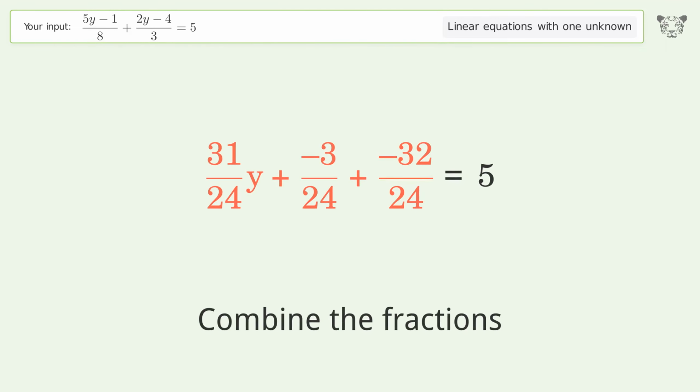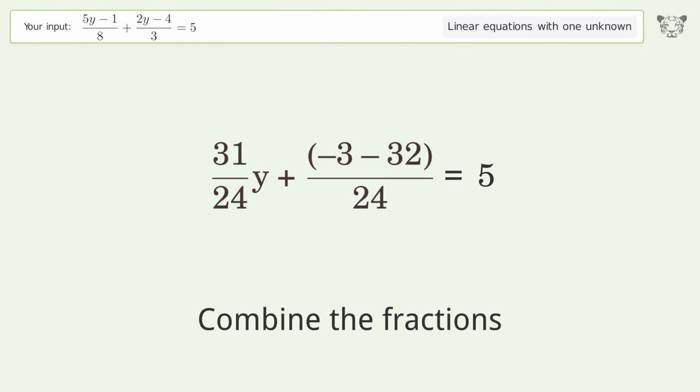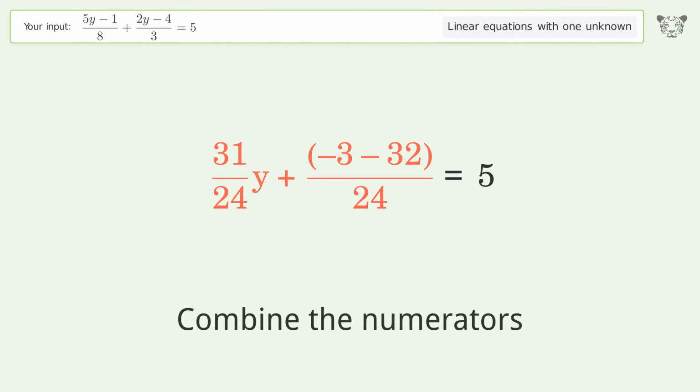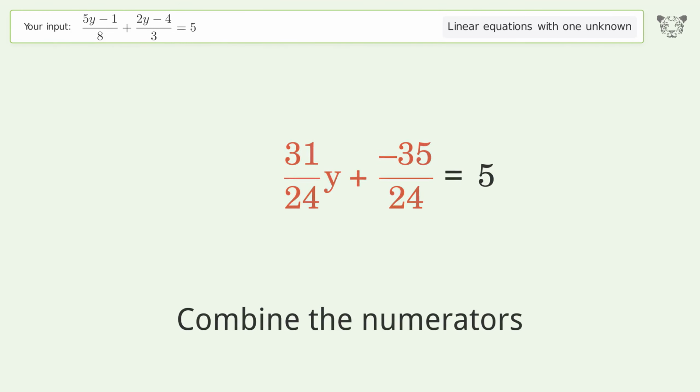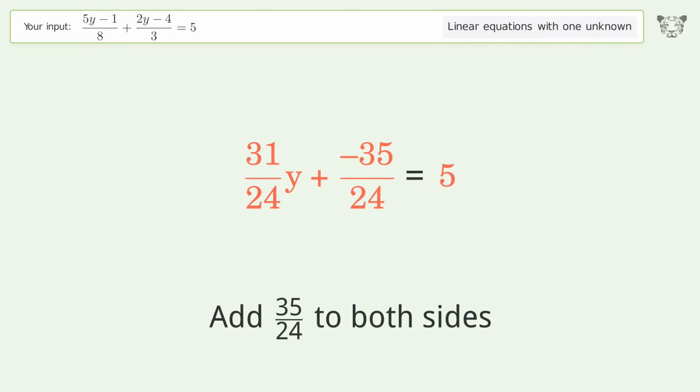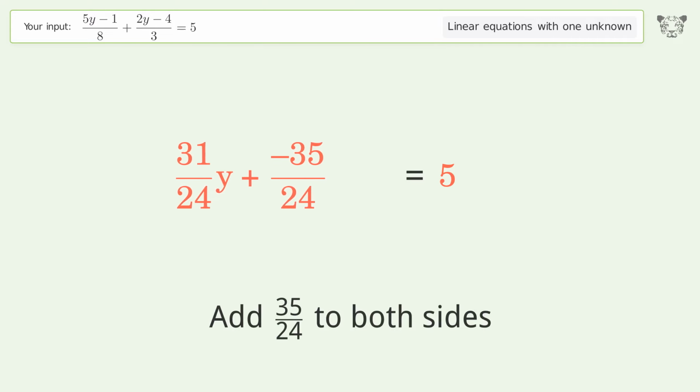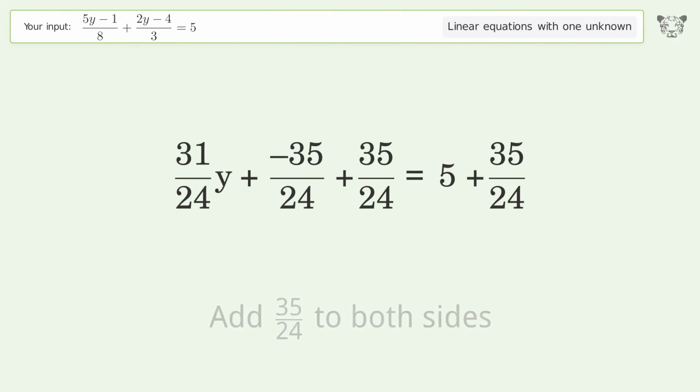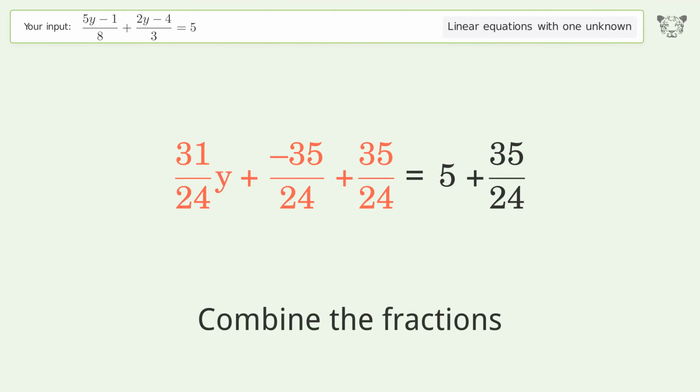Combine the fractions. Combine the numerators. Group all constants on the right side of the equation. Add 35/24 to both sides. Combine the fractions.